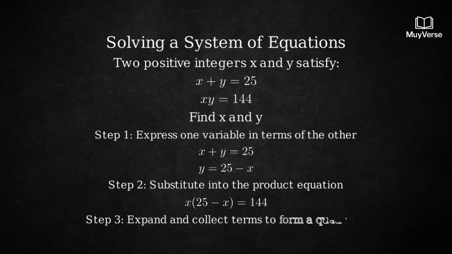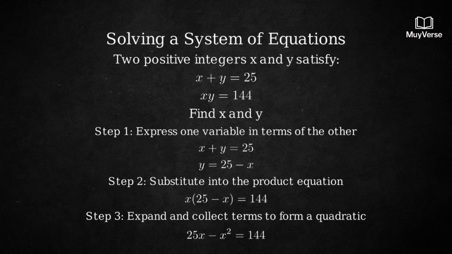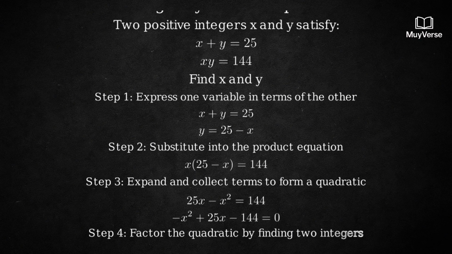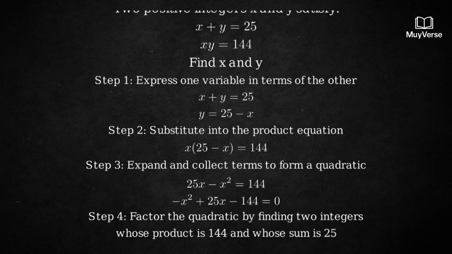Step 3. Let's expand and collect terms to form a quadratic polynomial. Expanding gives us 25x minus x squared equals 144. Rearranging all terms to one side, we get negative x squared plus 25x minus 144 equals 0. Step 4. Now we need to factor the quadratic. We're looking for two integers whose product is 144 and whose sum is 25.